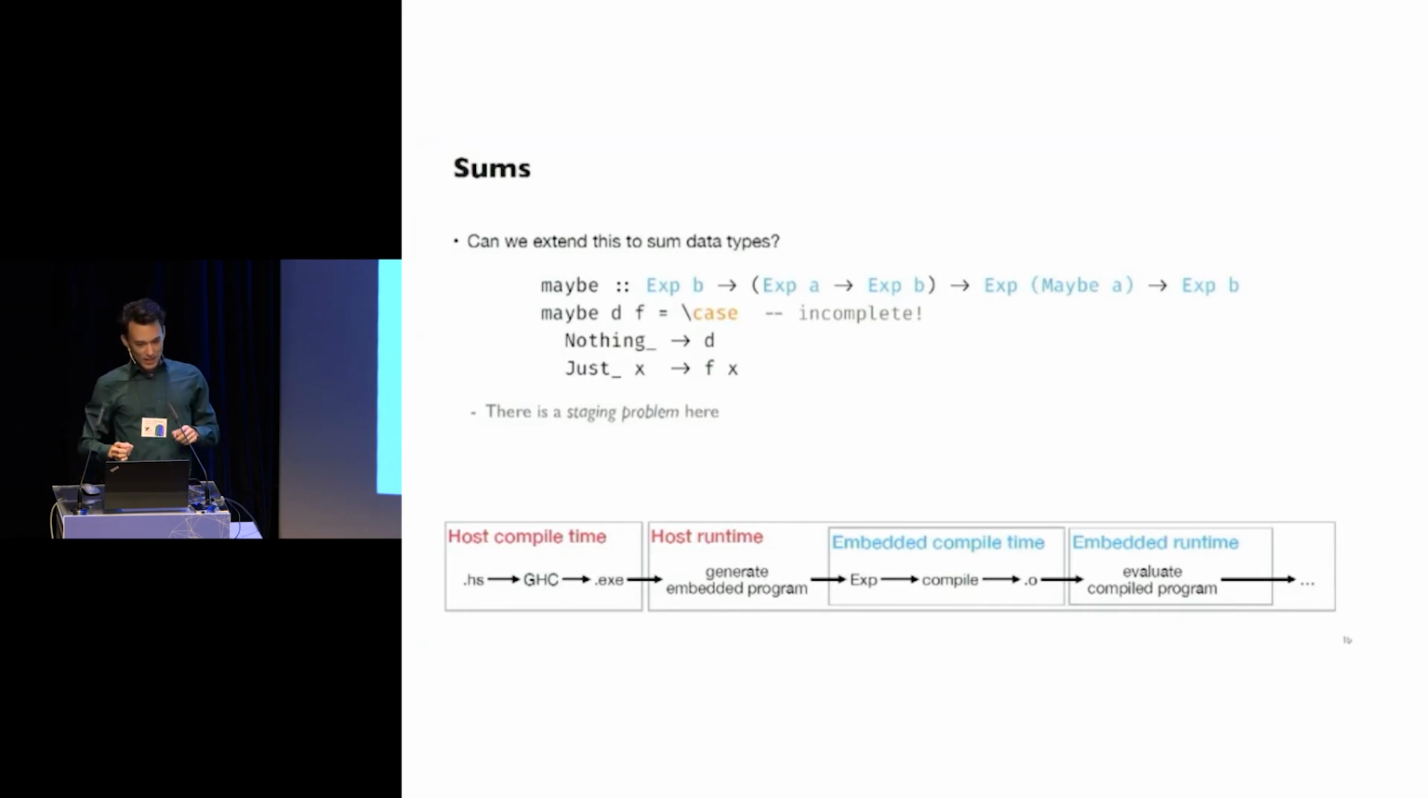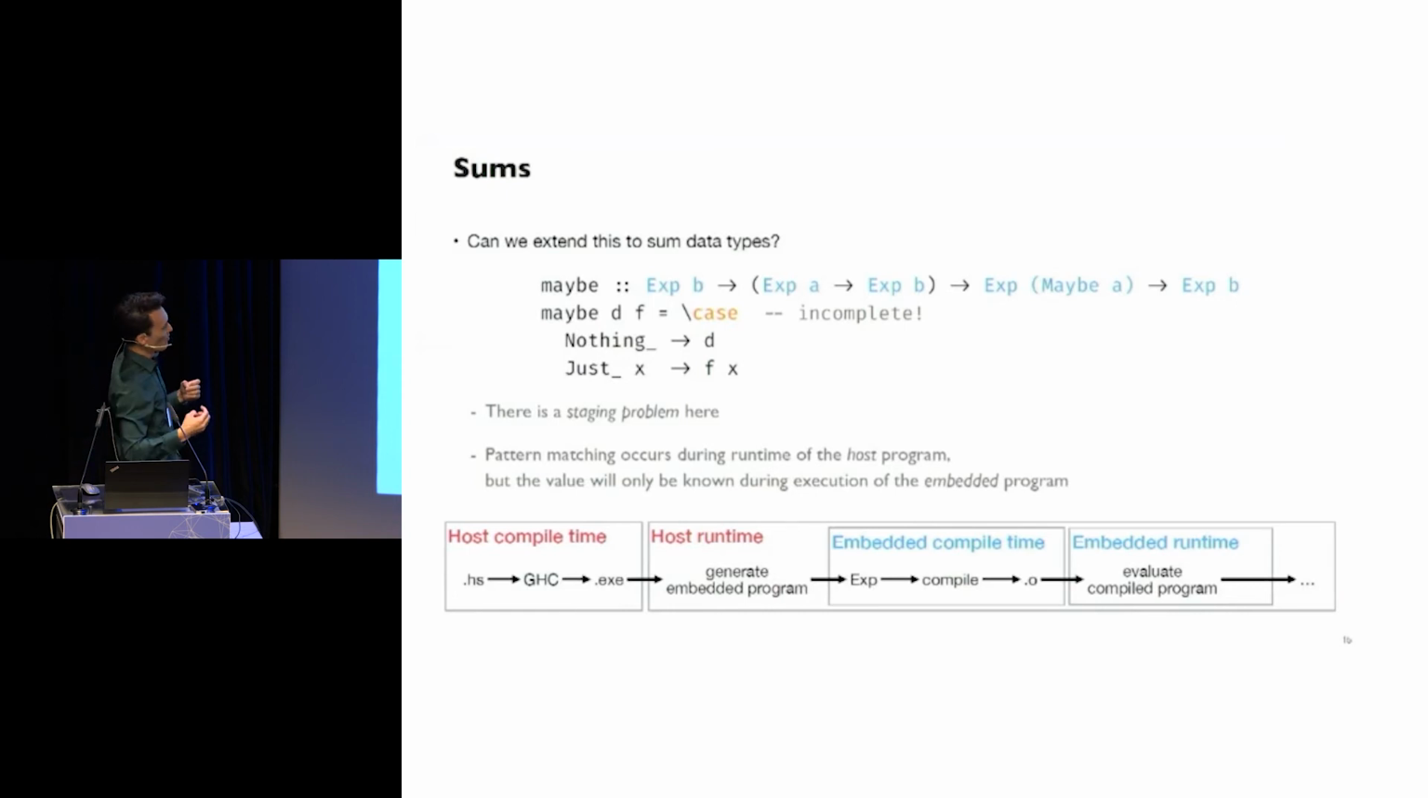But the core problem is, if I'm thinking about how to do this pattern match, the time that I know whether I should take the nothing branch or the just branch is at a different time. The pattern matching occurs at the host program runtime when I'm generating this AST, but I only know which branch I should take much later, when I'm running the embedded program, after I've already generated the code and compiled it. So there's this phase distinction, this separation. And so this is the problem.